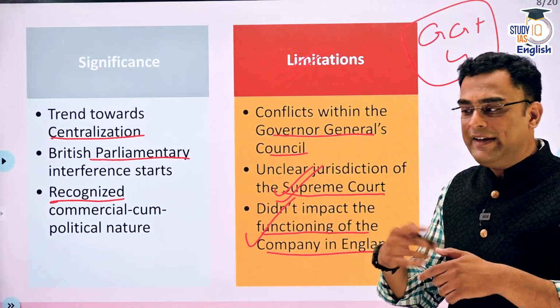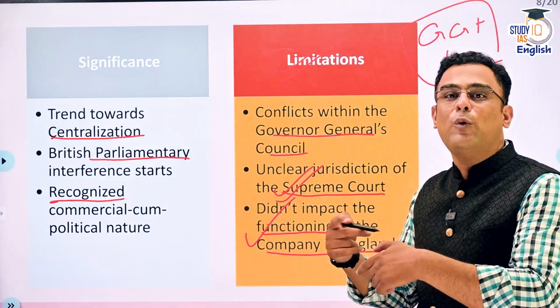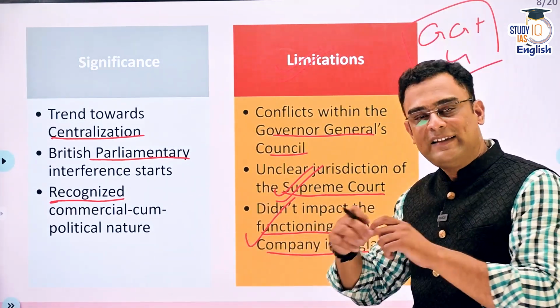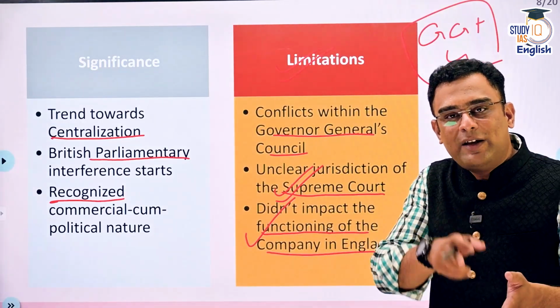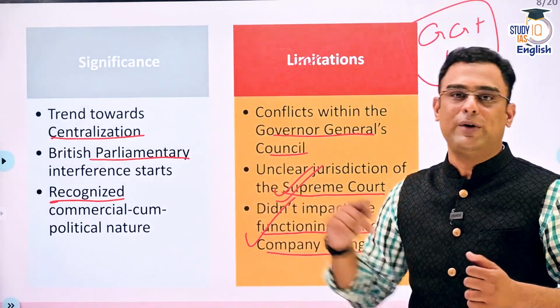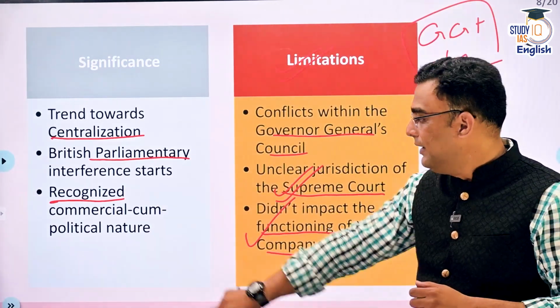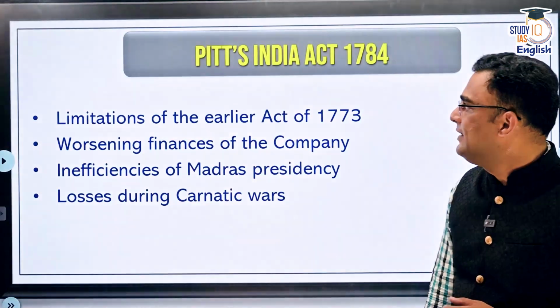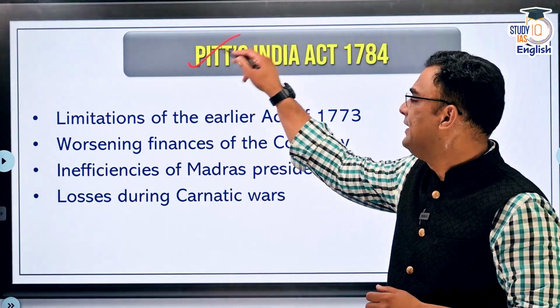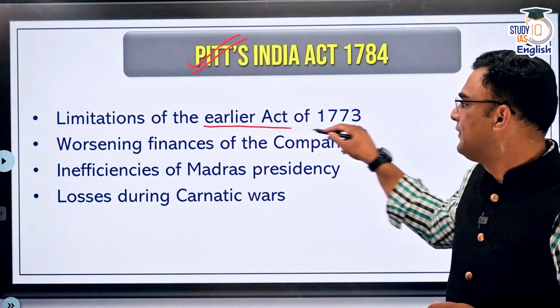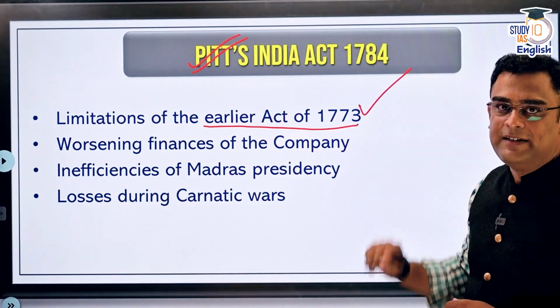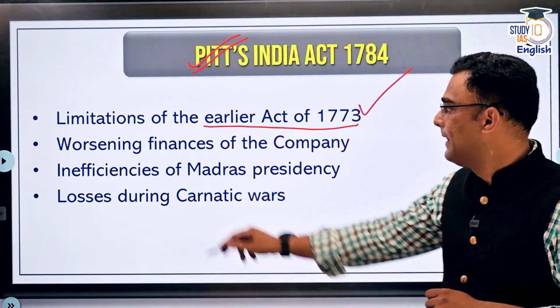Okay? In history, everything is connected with the thing to follow. It's like a chain of events. So if you understand one thoroughly, then you are able to understand the next one also in a better way. Let us see now the next act, which is Pitt's India Act. Background of this is the weaknesses of the earlier Act of 1773, as we just saw.